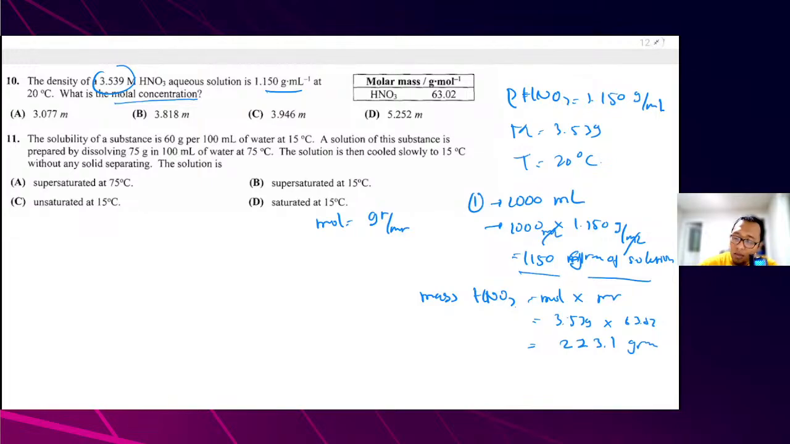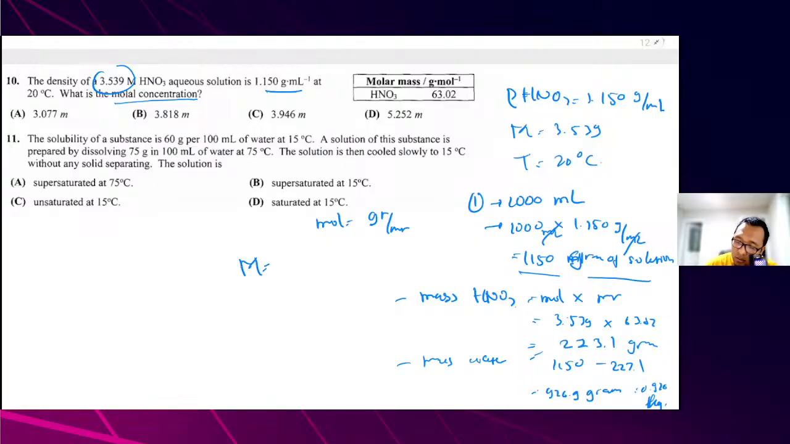Now we need to know the mass of water, right? We know the mass of HNO3, so we need the mass of water. It's pretty simple. Just this one minus this one. So it's around 926.9 gram, so around 0.9269 kg. Okay, kg.